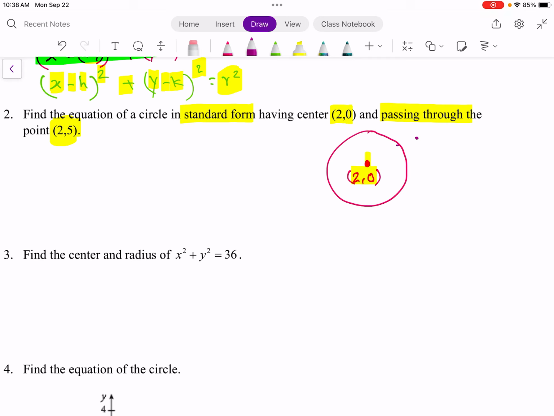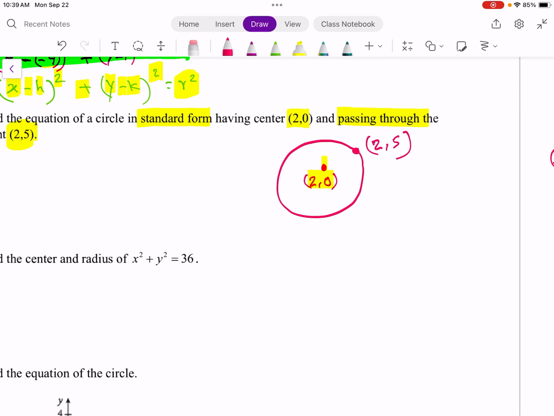You don't need to have a perfect location, but make sure your point is always on the circle. You can take it here or you can take it here, it really doesn't matter. We don't use a coordinate system here. Passing through means it's always a point on the circle. So this is on the circle, and this is the coordinate (2, 5).